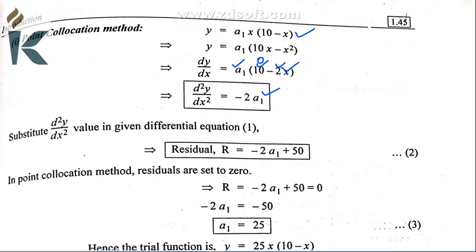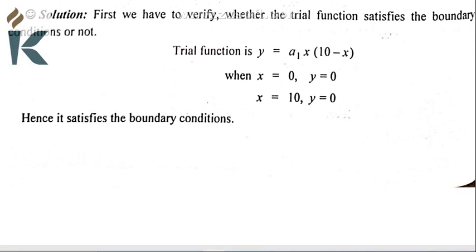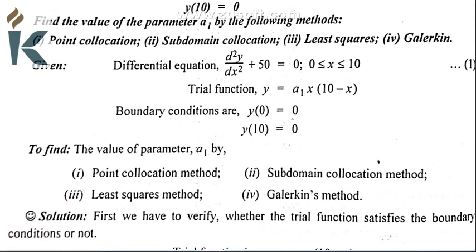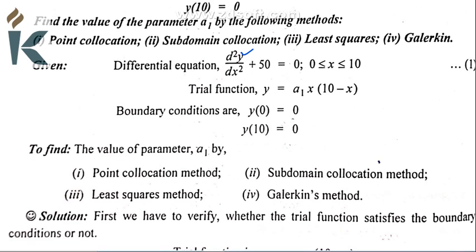This value you have to substitute in the given differential equation. What is the given differential equation? See here, this is the given differential equation. You have to substitute that d square y by dx square value in this equation. Therefore d square y by dx square value is minus 2a1, and the 50 is already here. This function is known as the residual function.